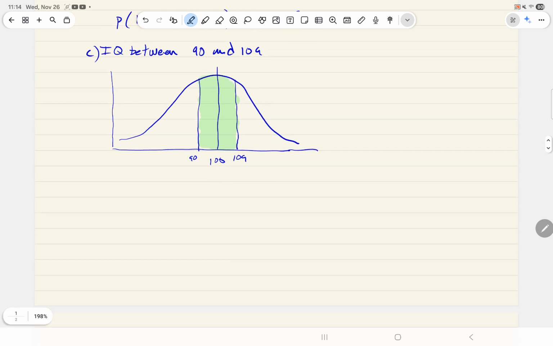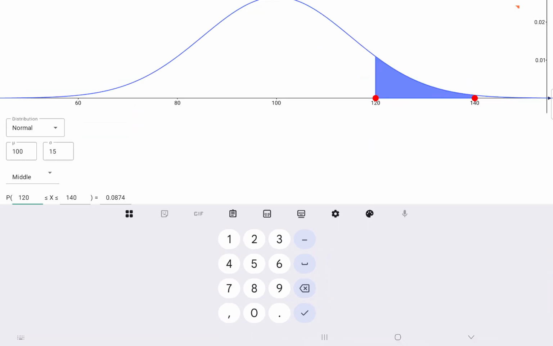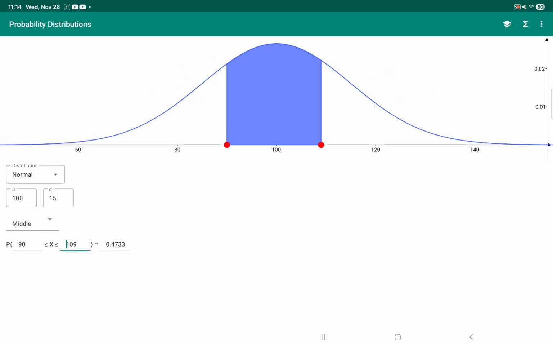So we are back to our probability calculator. Our mean and standard deviation are the same, but this time we're also looking between two scores, so we'll enter 90, and we'll enter 109 over here, and that looks like it's just a little shy of 50%, 0.4733.